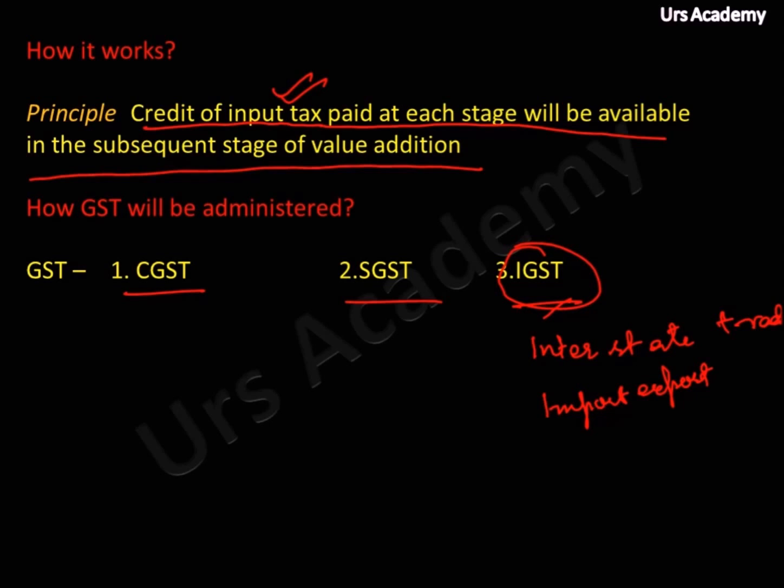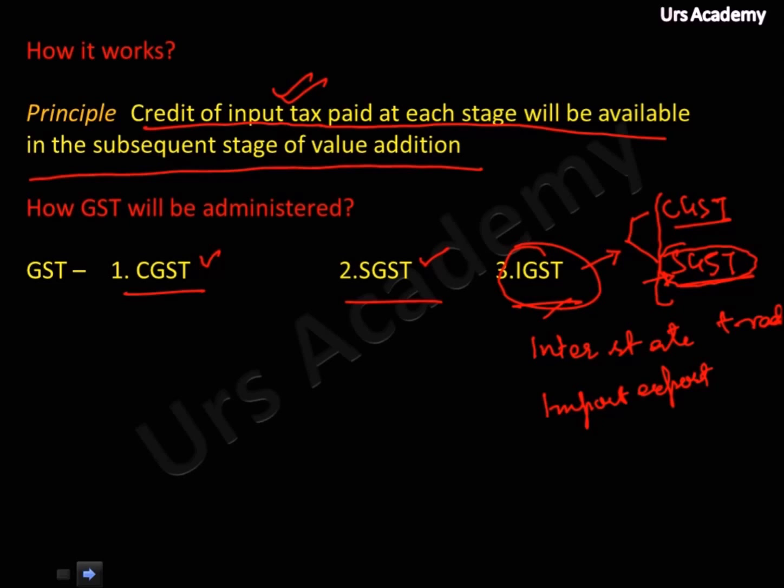This integrated goods and services tax will be collected by the center. In this IGST, there will be two components: central GST and state GST. But both of these taxes will be collected by the center. This is an exception under IGST. Otherwise, state GST is collected by states, and central GST is collected by the center. But here the state GST part is collected by the center, and then it is given to the state in which the goods are imported, not to the state from which the goods are exported.